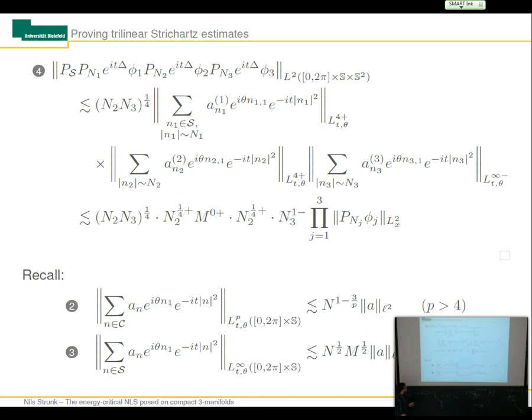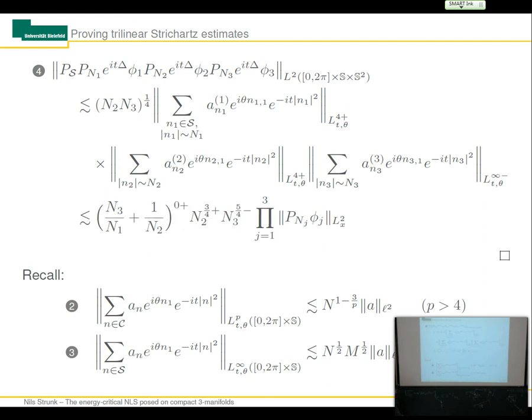And for the last term, if we plug in L infinity here, then it's almost 1, but we don't have L infinity here. We have L infinity minus, so we end up with n3 to the 1 minus. Now let's do the math again. We have n2 to the 1/4, 1/2 in total, and then 3/4 in total, and n3 to the 1/4 plus 1 is 5/4, and again we have this kind of estimate. So again, the basic idea is very easy.